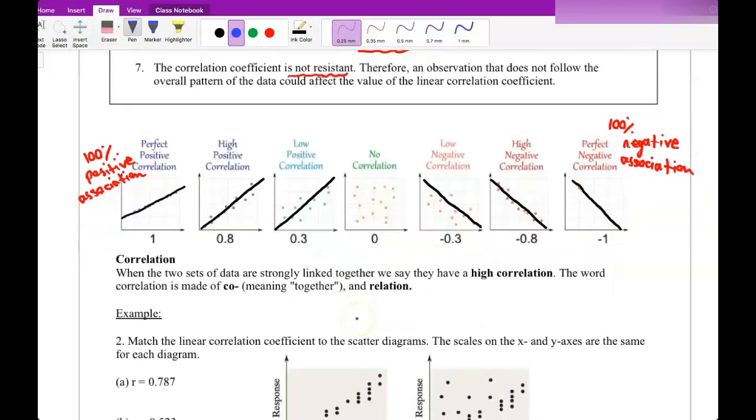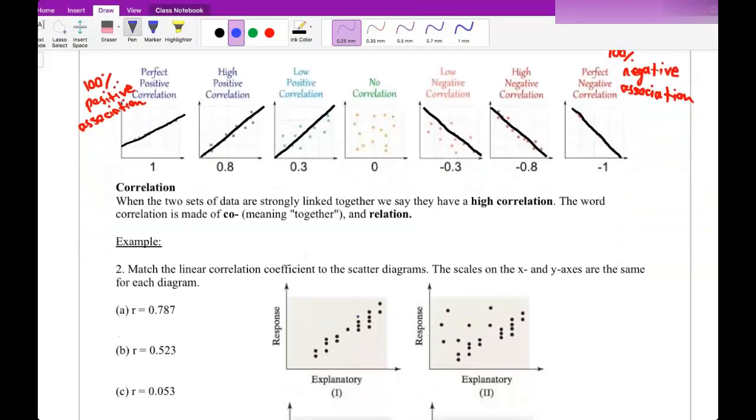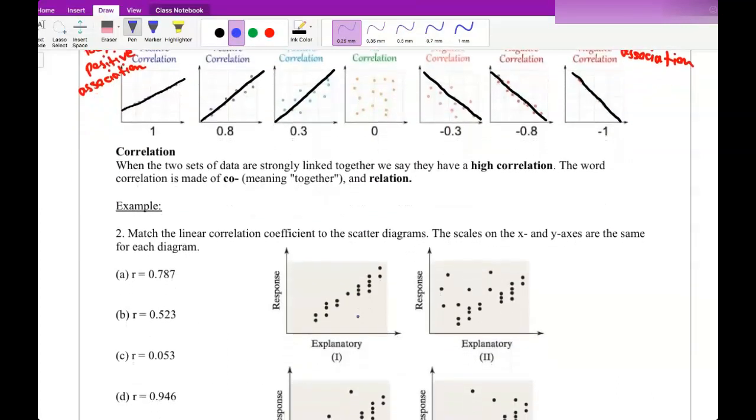So no correlation for that part. Now correlation, when the two sets of data are strongly linked together, we say they have a high correlation. So we cover that point. The word correlation is made of co, meaning together, and the relation.